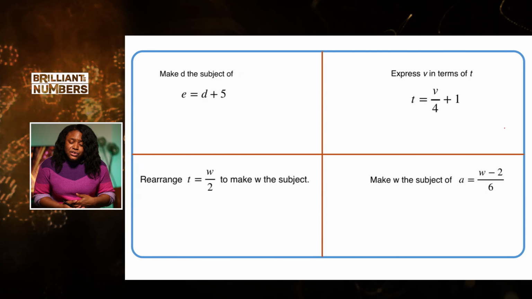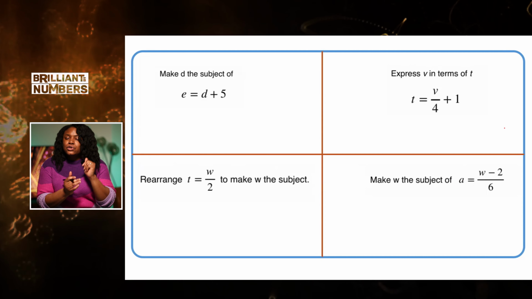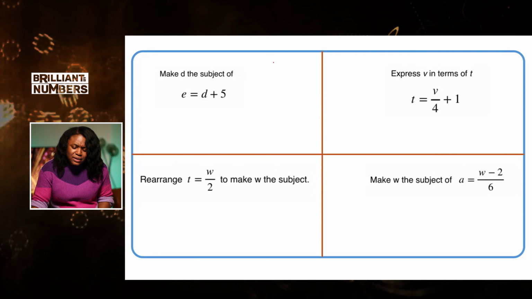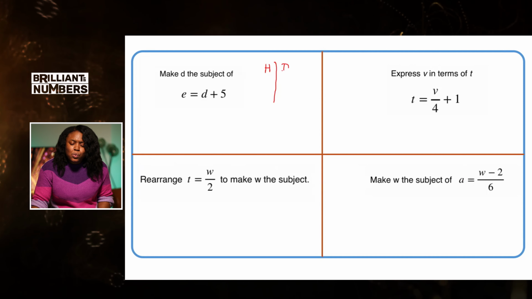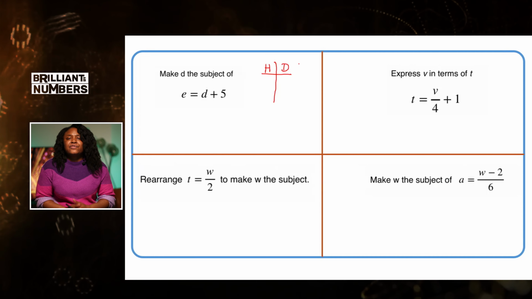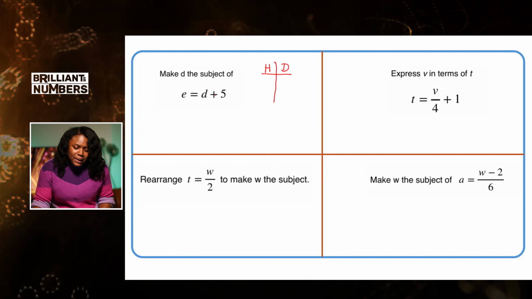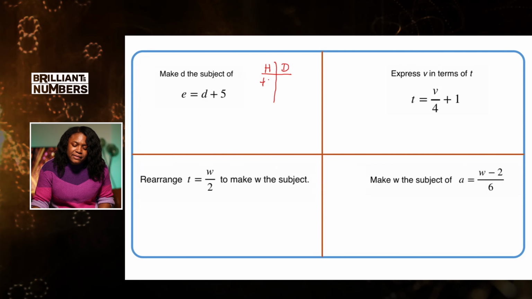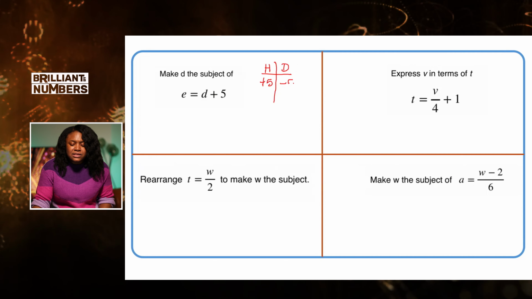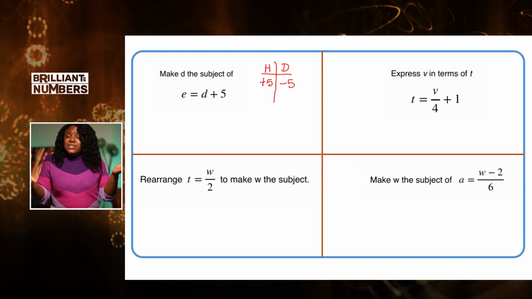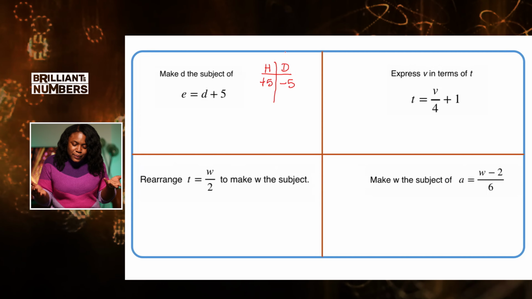So what I want to do is to get D on its own. So I'm going to write down the operation I have in the question, and also what I need to do as a result of what I have. So at the moment, I have a plus 5. I'm going to need to do the inverse of that, which is minus 5. So I need to do that to both sides of my equation.